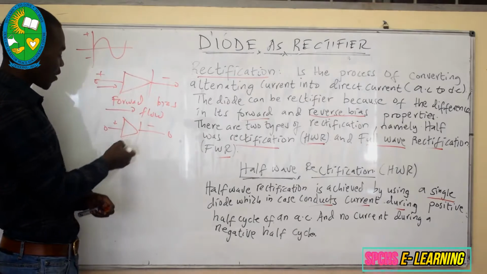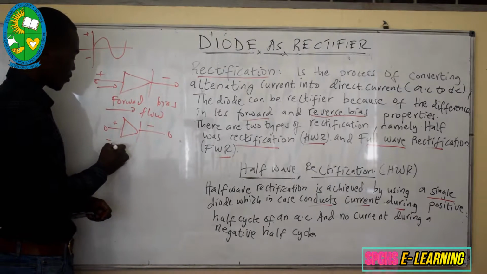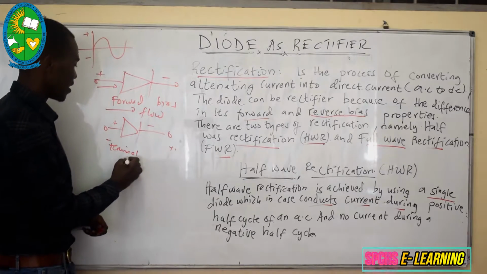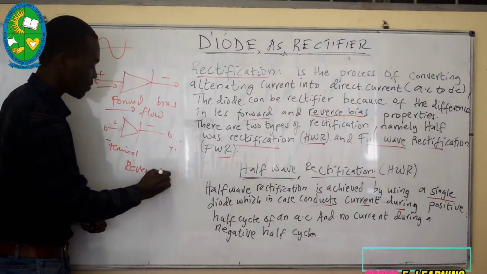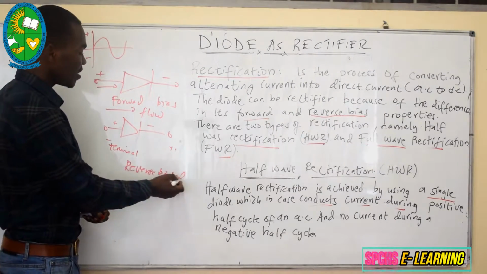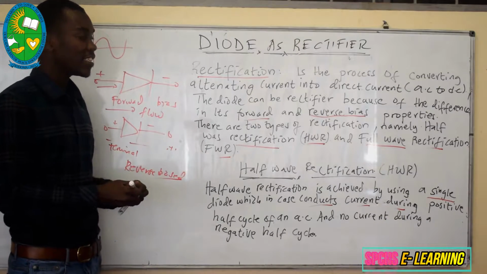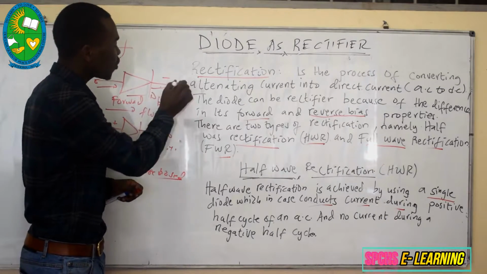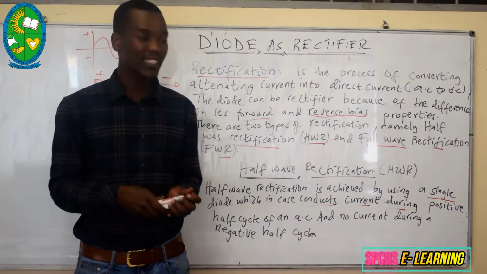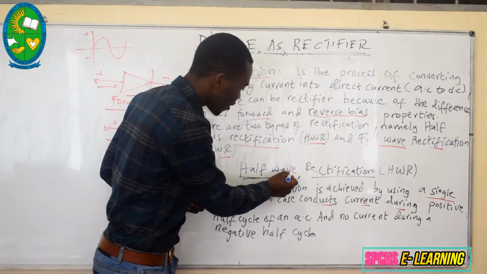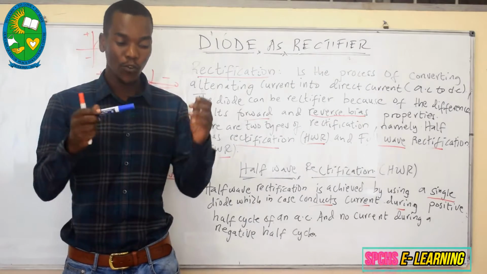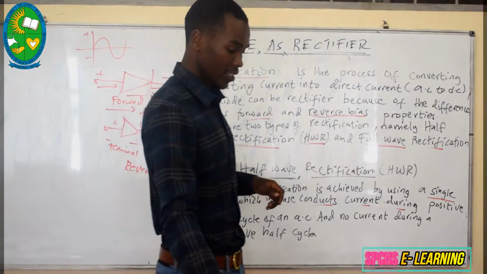But during a negative cycle, the diode will be connected to the negative side, and the other end will be connected to the positive side. This means that it will be reverse biased. If it is reverse biased, there will be no current flowing. Therefore, this diode will conduct only during a positive half cycle. Since one half cycle is not conducted, that's why we call it half-wave rectification. So we are going to see a circuit of half-wave rectification.